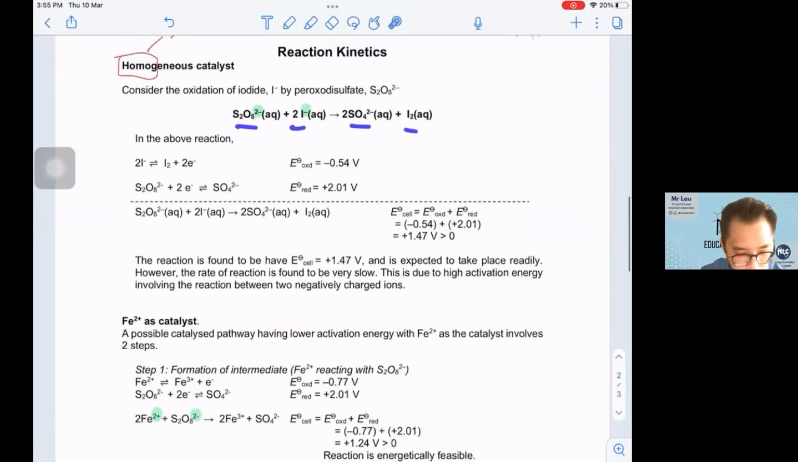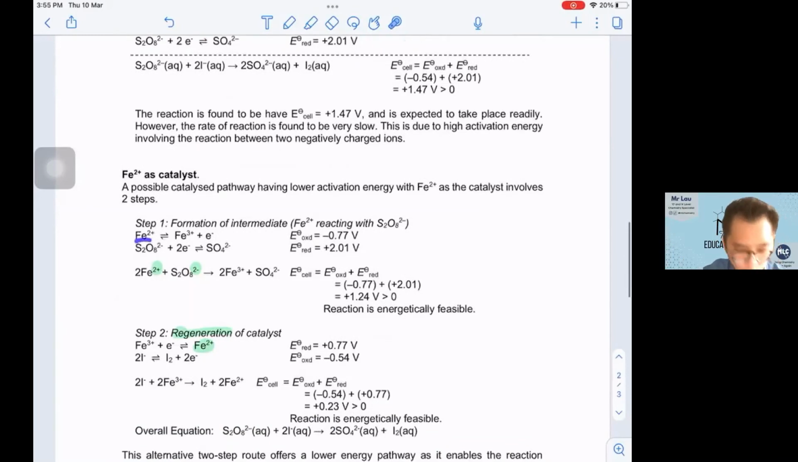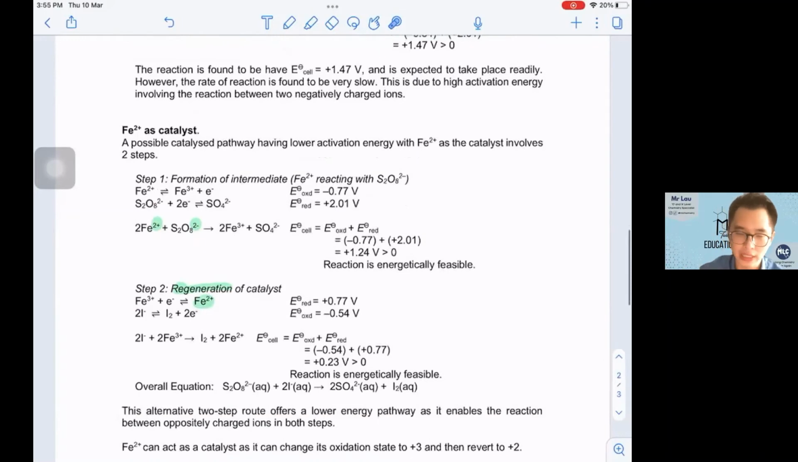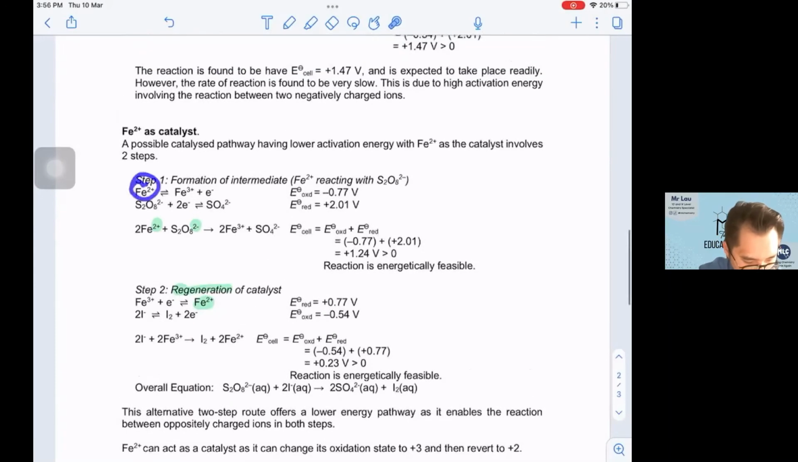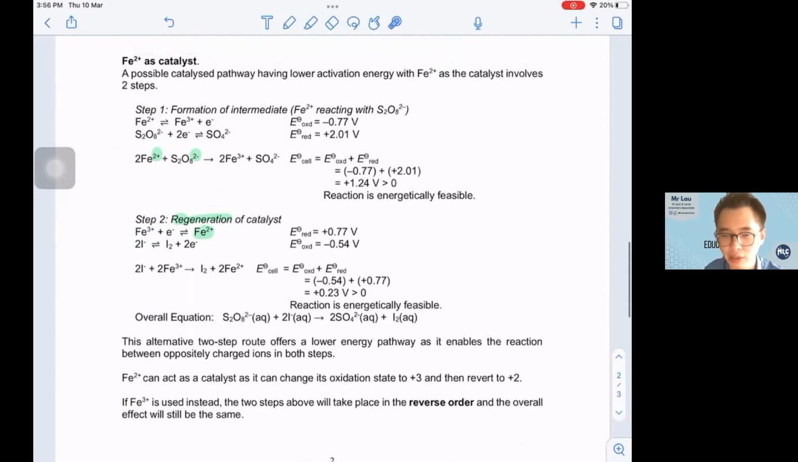But instead of them reacting with each other, they now react through an intermediary, which is your iron 2 plus or iron 3 plus. So your iron 2 plus and iron 3 plus will bring them over one at a time. You can imagine this like a boatman bringing them across the river one at a time to end up with the same product. Either Fe2 plus or Fe3 plus can behave as the catalyst. If Fe3 plus is used instead, the iodide will be oxidized first instead of the reduction of your peroxydisulfate.